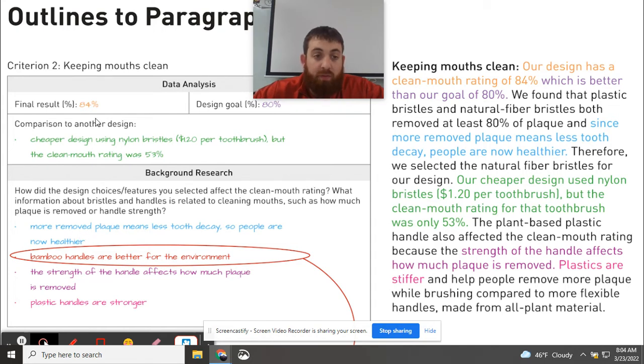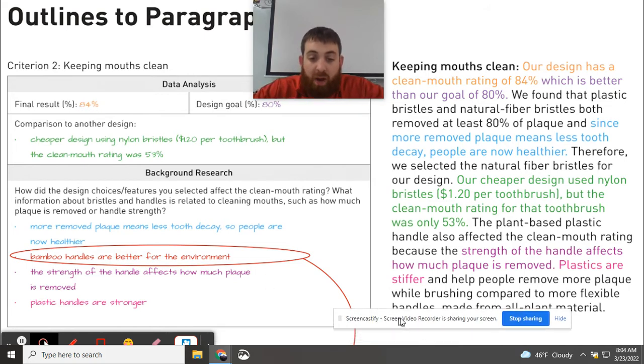More plaque being removed leads to a higher percentage. They're bringing in all of these details that they learned through their iterative tests. If they have a stronger handle, if they have the plastic that they need, all these things are going to remove more plaque, which is better for their rating.